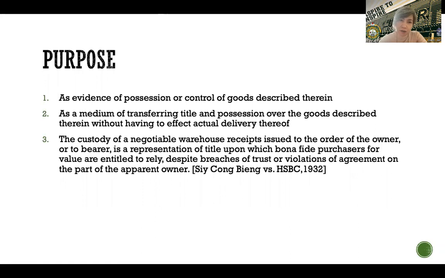Okay, and the custody of negotiable warehouse receipts issued to the order of the owner or to bearer is a representation of title upon which bona fide purchasers for value are entitled to rely, despite breaches of trust or violations of agreement on the part of the apparent owner. So the document of title, guys, can be relied upon by transferees of it.